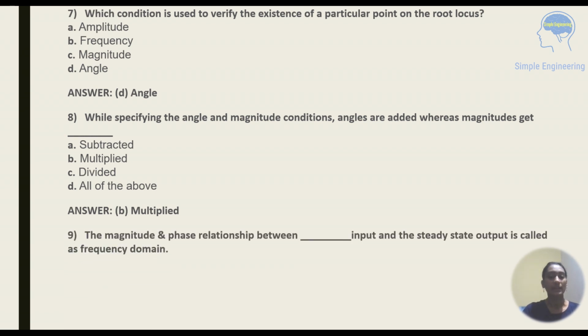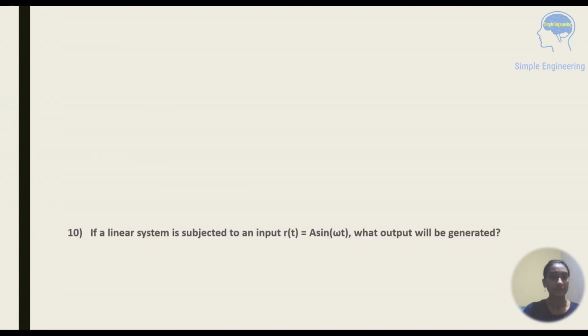Ninth question, the magnitude and phase relationship between dash input and the steady state output is called the frequency domain. The options given are step, ramp, sinusoidal and parabolic, and the answer is C, sinusoidal. That is, the magnitude and phase relationship between sinusoidal input and steady state output is called the frequency domain.